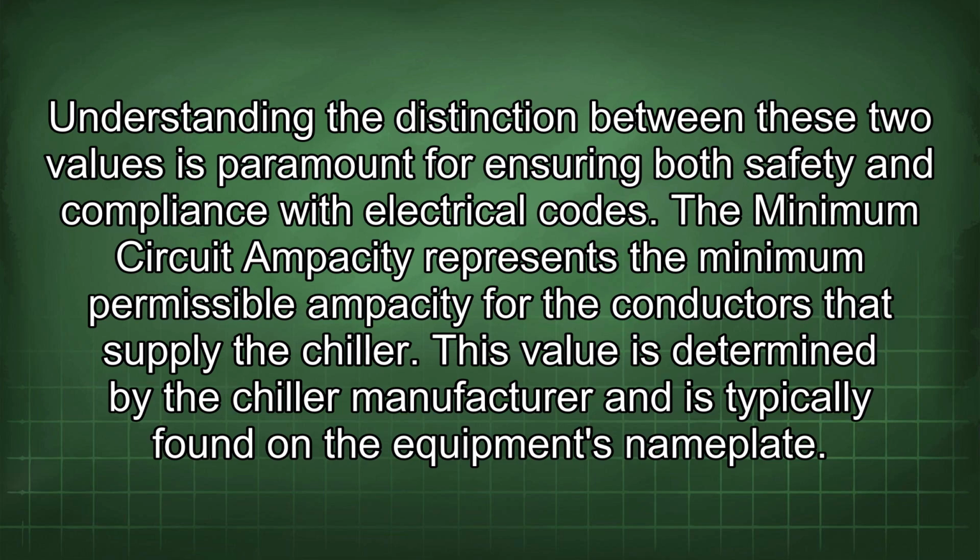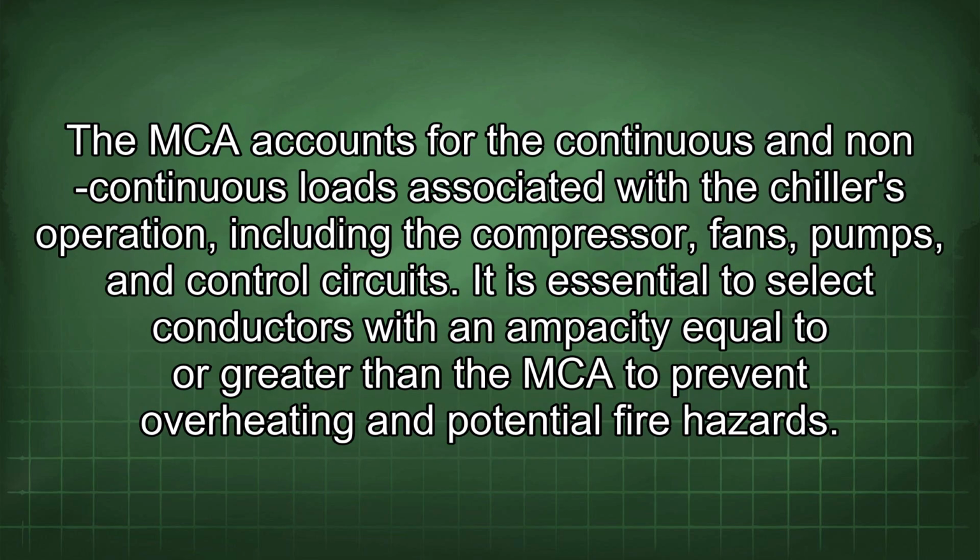The minimum circuit ampacity represents the minimum permissible ampacity for the conductors that supply the chiller. This value is determined by the chiller manufacturer and is typically found on the equipment's nameplate. The MCA accounts for the continuous and non-continuous loads associated with the chiller's operation, including the compressor, fans, pumps, and control circuits. It is essential to select conductors with an ampacity equal to or greater than the MCA to prevent overheating and potential fire hazard.